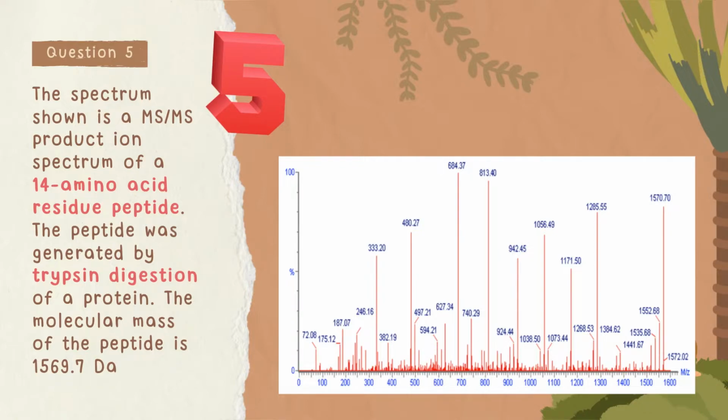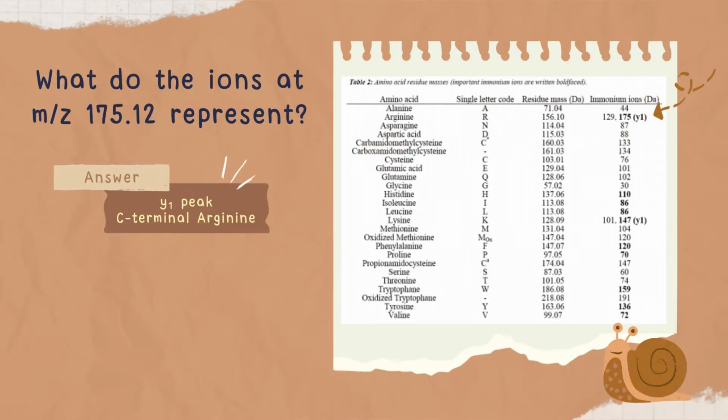amino acid residue peptide. The peptide was generated by trypsin digestion of a protein, and the molecular mass of the peptide is 1569.7 daltons. So for the first question, what do the ions at mass to charge ratio 175.12 represent?